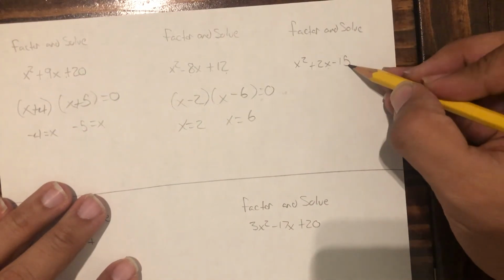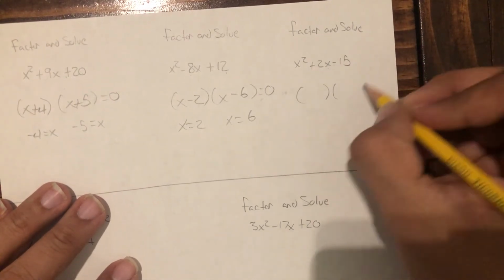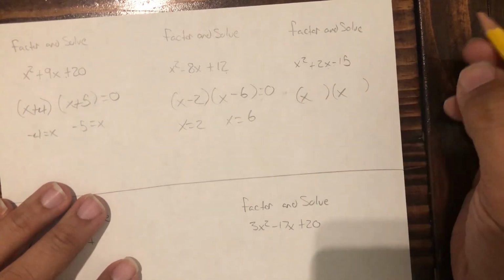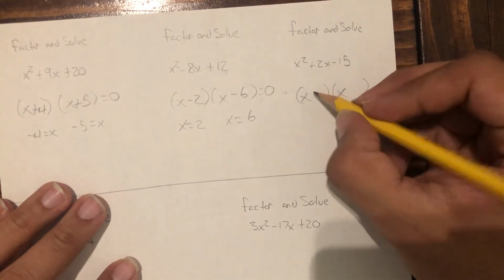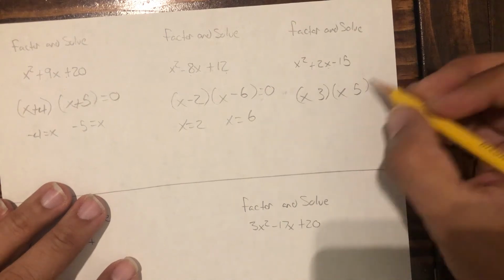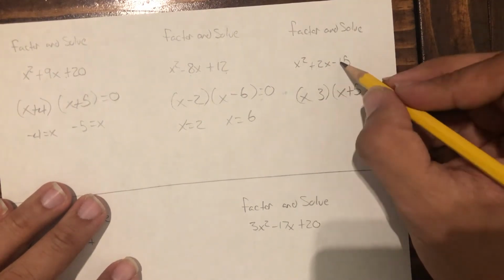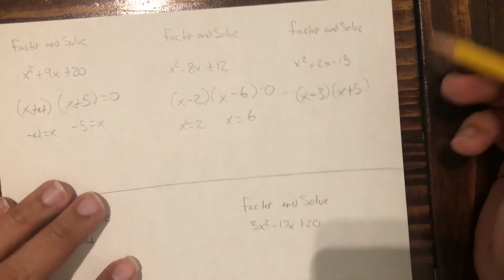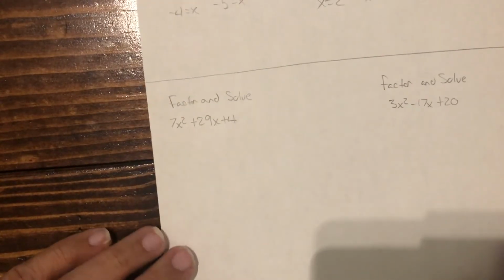Now let's factor this. What two numbers multiply to make 15, but when you subtract them, they make a 2? Interesting. X and x. The two numbers would have to be 3 and 5. So 3 and 5. And the largest number is a plus because it controls the sign. And if they're making a negative, this would have to be negative. Boom. Done. All right, let's factor this next one here.